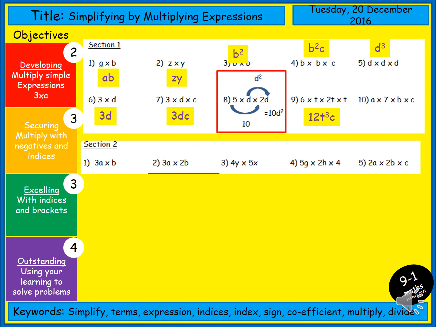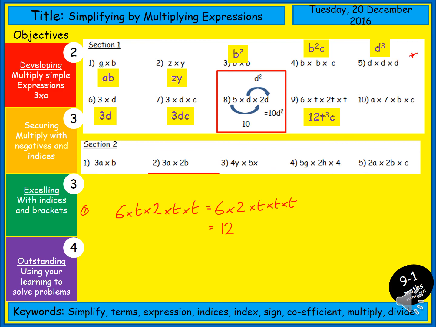Okay, carrying on from question 9, we've got 6 times t times 2t times t. I'm going to write this out at the bottom and go through this one. So we've got 6 times t, and then times 2t, so I'll write that as times 2 times t, and then times t. I've written it out in full, that was step 1. Step 2 is to change the order around to make it easier to work out. So I've got 6 times 2, so we've got the numbers together, and then we've got t times t times t. So 6 times 2 gives us 12, and then t times t times t.